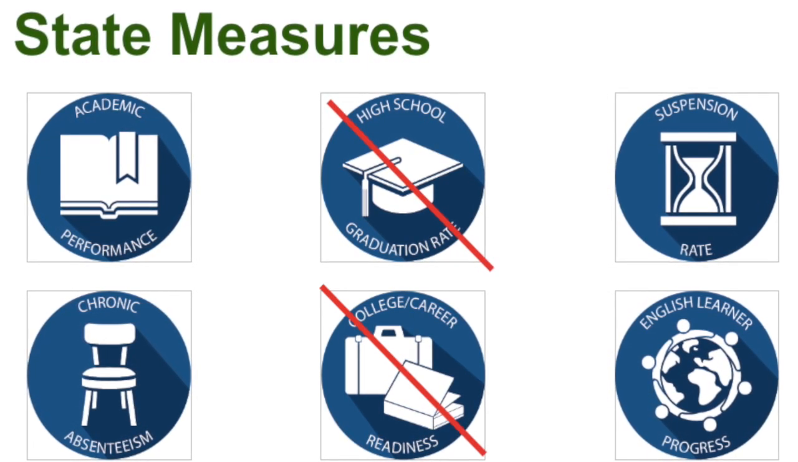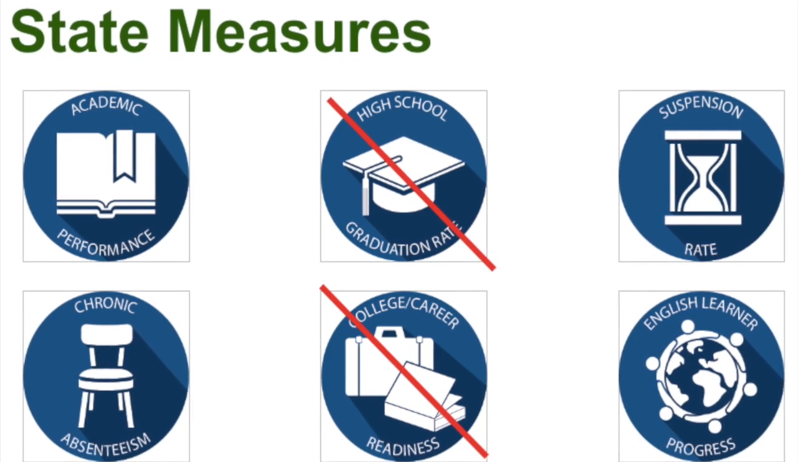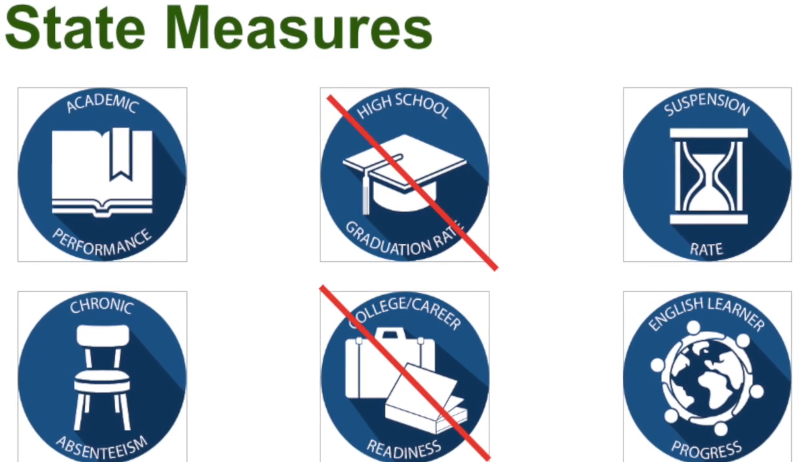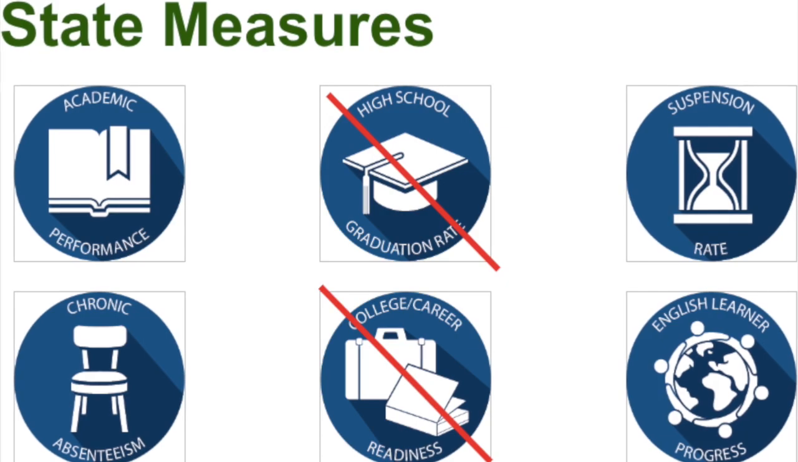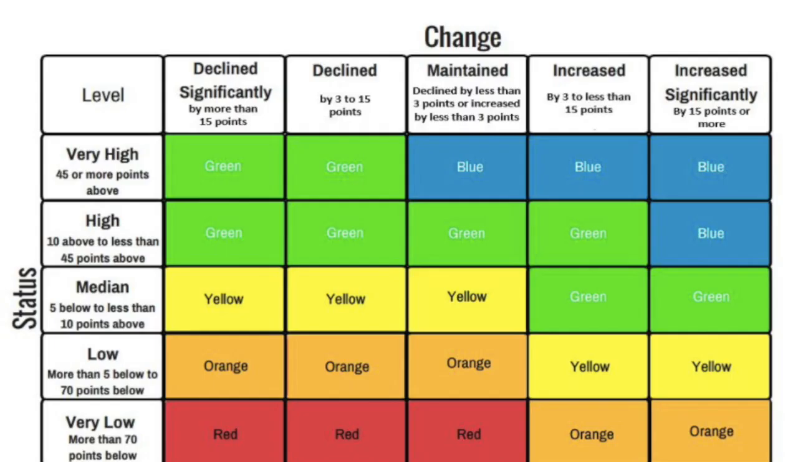The dashboard is updated each December with the most recent data from the previous school year. Academic performance looks at our scores on the Smarter Balanced Summative Assessment, specifically how far above or below our students are from the grade level standard. The dashboard gives us a performance color for every measure.